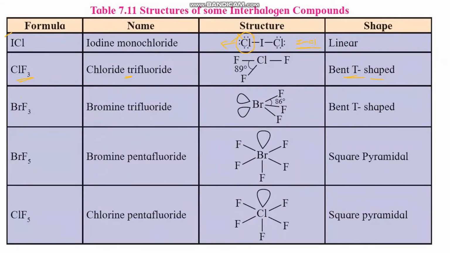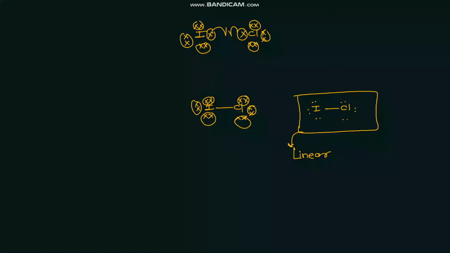Now we can see the next compound, BrF3. Here how many fluorines? 3. Therefore the name of the compound is bromine trifluoride. Here the shape is also T-shape. Now we can see how to draw the structure of BrF3. It is the same as ClF3. In bromine and fluorine, the outermost electrons are the same. Outermost electrons are 7.